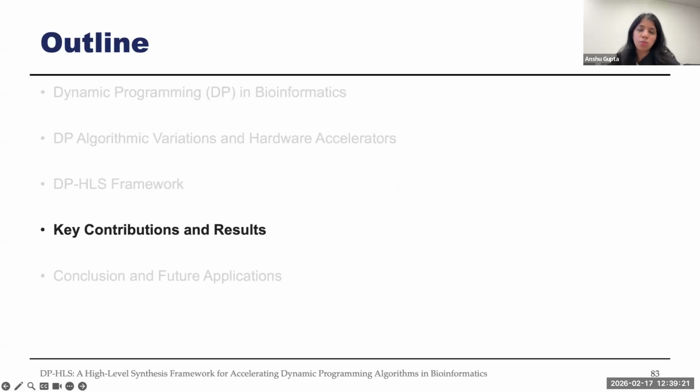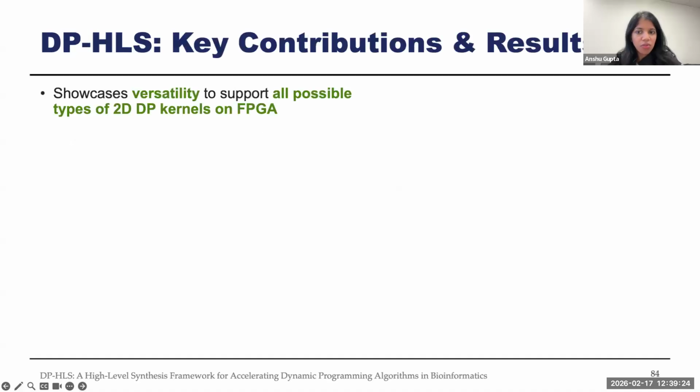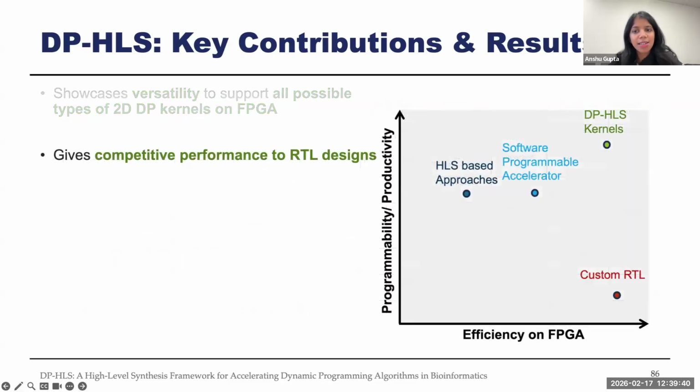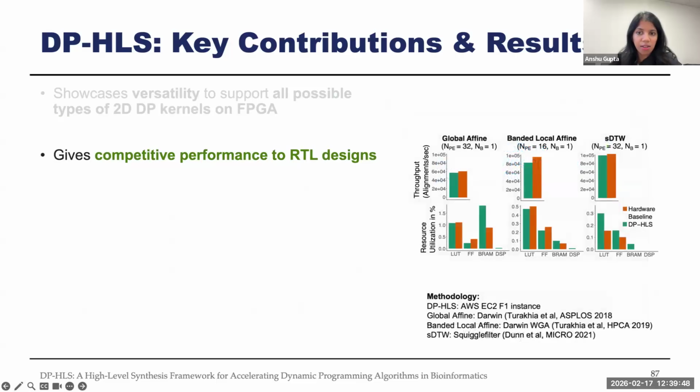Now I'll talk about the key contributions of DP-HLS and the results. So the first contribution is that DP-HLS showed extensive versatility, which we demonstrated by implementing 15 different DP kernels, which all follow a similar paradigm. And DP-HLS is not just limited to 15, it can support all possible types of kernels which follow the same 2D DP paradigm. Along with versatility, DP-HLS showed near custom RTL performance, thus overcoming the efficiency-programmability trade-off compared to other approaches. And the results are shown in this figure, which shows that DP-HLS got similar throughput and resource utilization compared to custom RTL approaches.